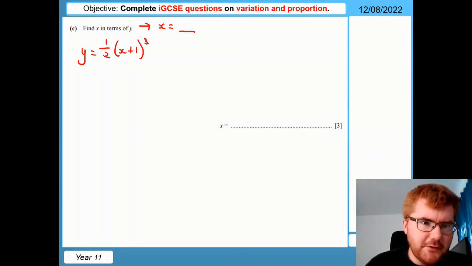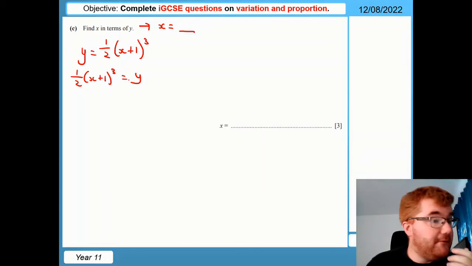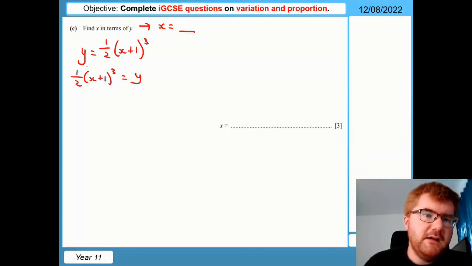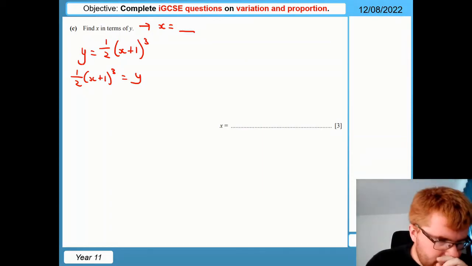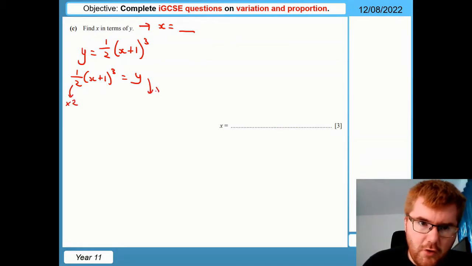Now, the way I tend to approach this is first of all flip the equation. So I have the x on the left-hand side where I want it. And then we just work through the process, very similar to what we did in part B. So the opposite of timesing by a half is timesing by 2 on both sides. This cancels. That leaves us then with x plus 1 all cubed is equal to 2y.